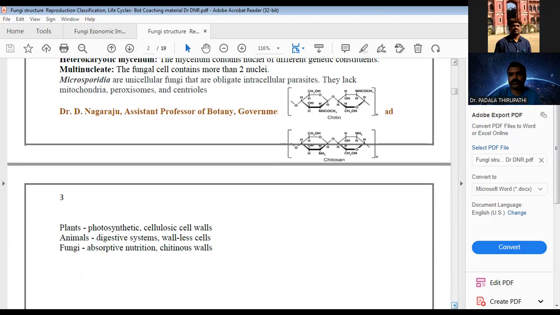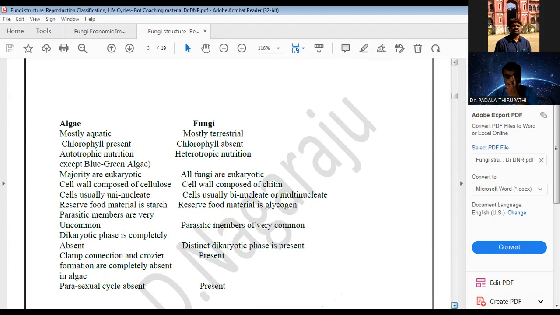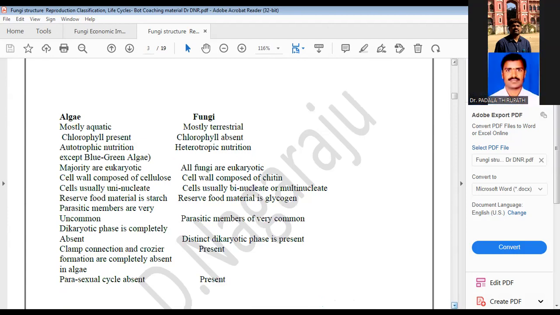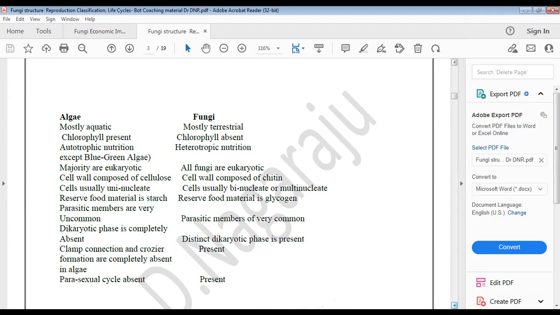And we already discussed the difference between algae and fungi. Algae are chlorophyllous and autotrophic. Fungi are achlorophyllous and heterotrophic.